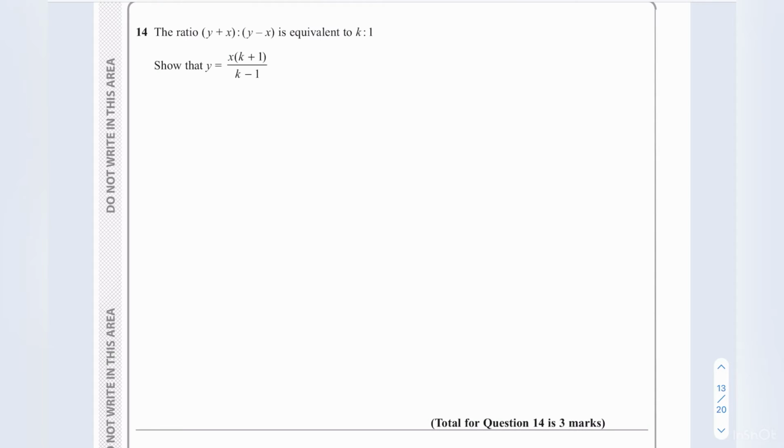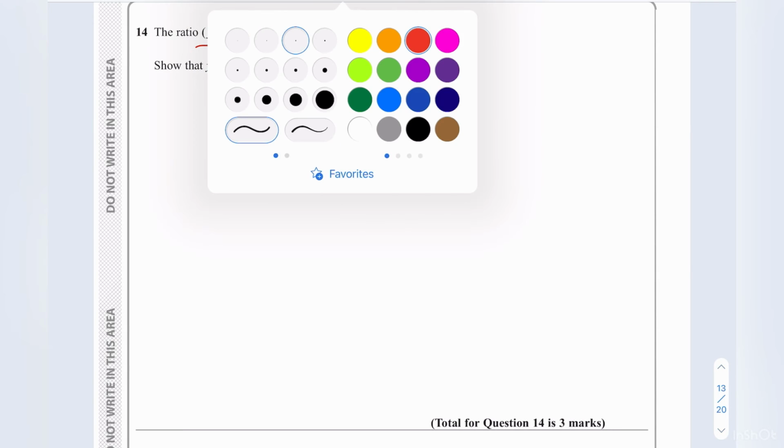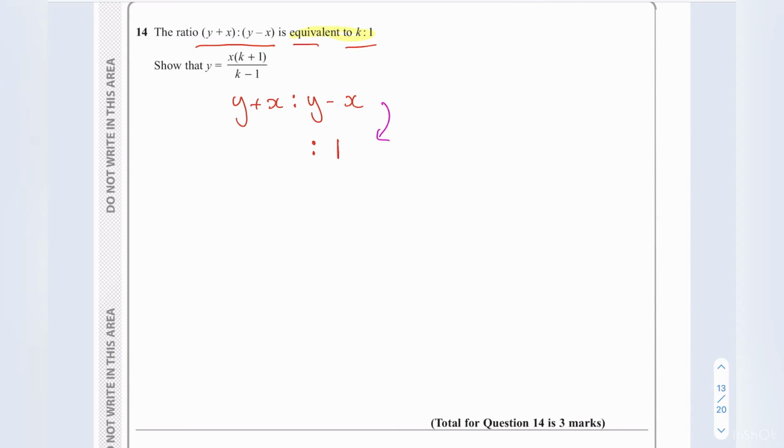So on question 14, we are told this ratio y plus x to y minus x is equal to this k to 1. So if we start with that original ratio, y plus x to y minus x, I want to get it in a form so that our right hand side is 1, so that we can compare it to this equivalent ratio up here. So to go from y minus x to 1, we have to divide both sides by this y minus x.